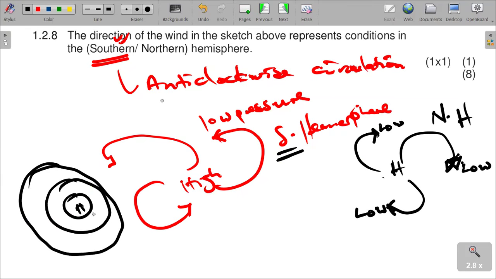So H is here, and we have got our low on the outside. This is exactly what you see there on the arrows that I'm drawing here. The arrows are showing high at the center and low outward. So we are saying the air moves from the center going outward.